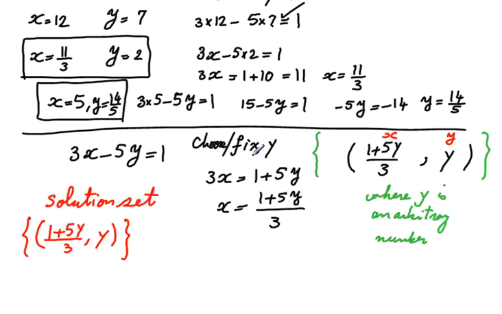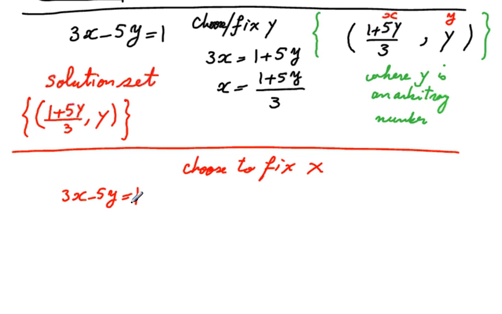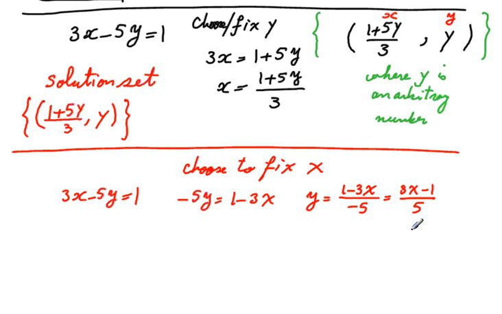Now you could object, say, why did you choose y to be fixed? Why not x? I say, fair game, fair question. We can do it the other way. We can choose to fix x as your parameter. Then take this equation and solve it the other way. That is 3x minus 5y equal to 1. So you can write it as minus 5y is equal to 1 minus 3x. So y is equal to 1 minus 3x over minus 5. Or if you want to clean it up a little bit, that would be just as fine.